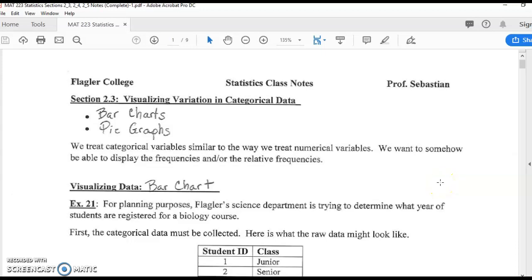Okay, hi everyone. We're back to our statistics class notes. We're now in section 2.3 and we're on page 18 of our class notes.